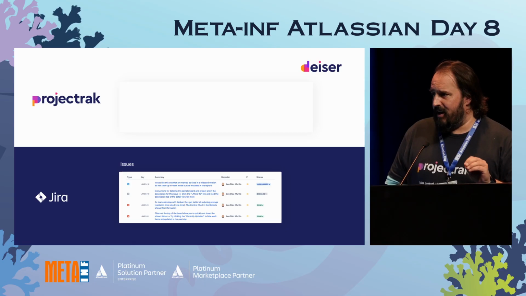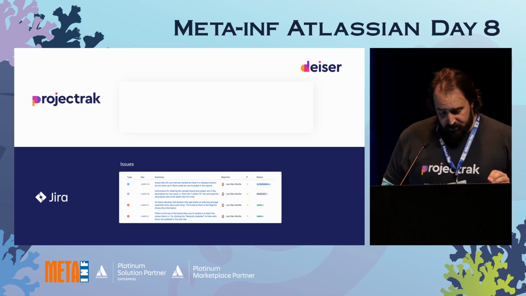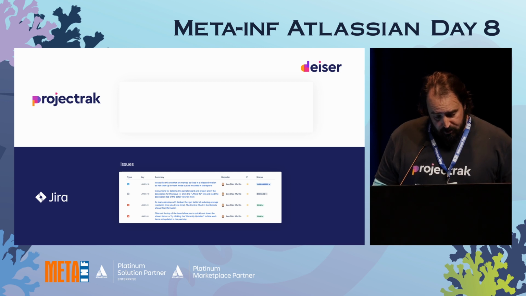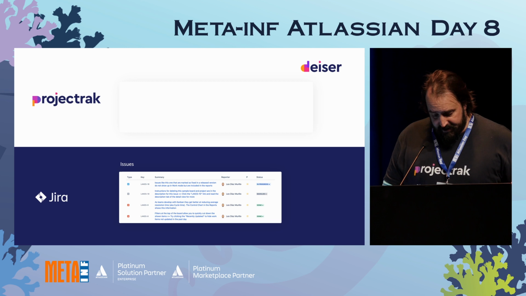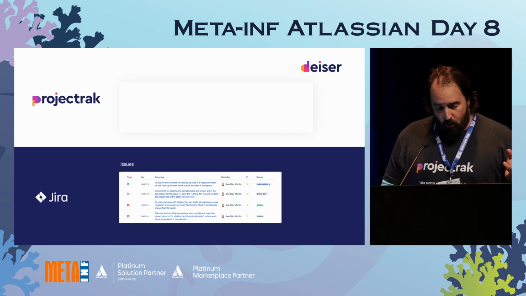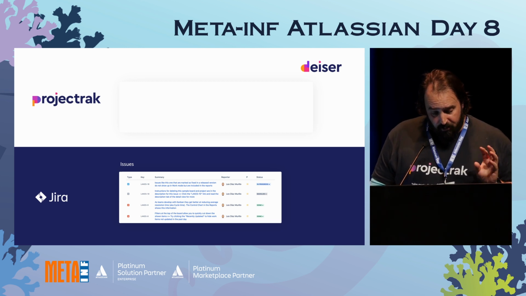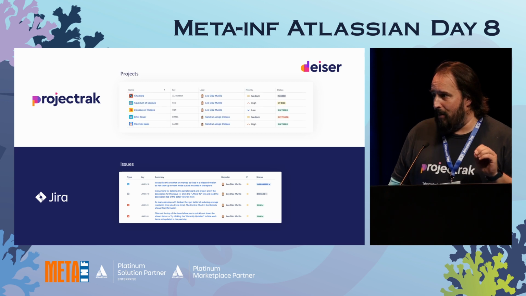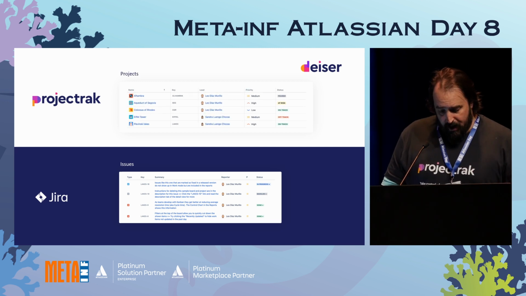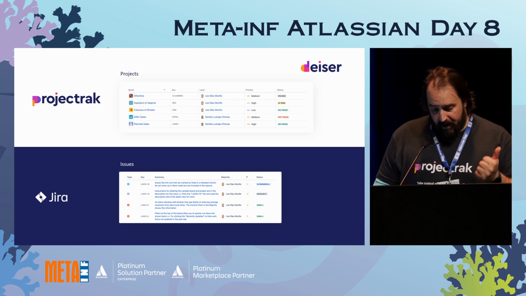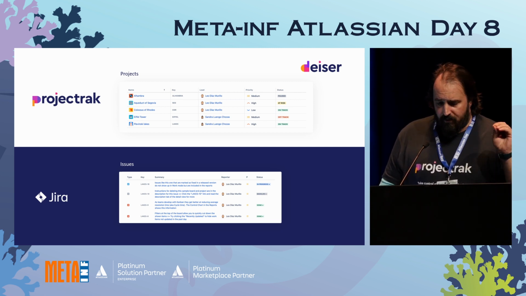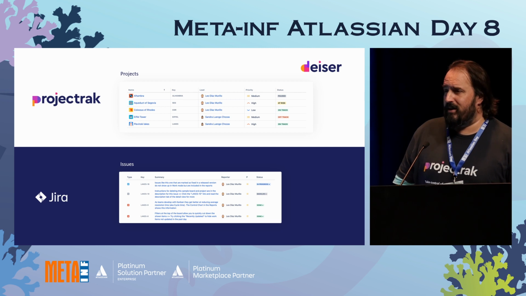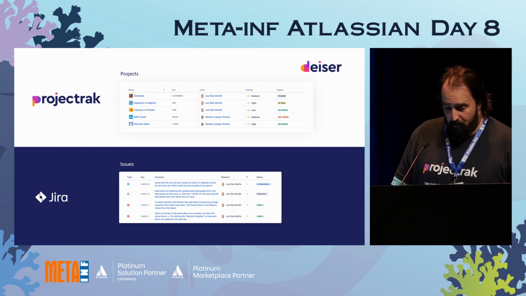What does Jira do? Jira provides information inside of the issues, okay? If you can see right now, you can see a list of issues with some information like the summary, the reporter, the status and the priority. What Projectrak does is provide more information, but on a project level, okay? You can add the priority, you can add the status. There are different types of fields that you can add to your projects and different information.